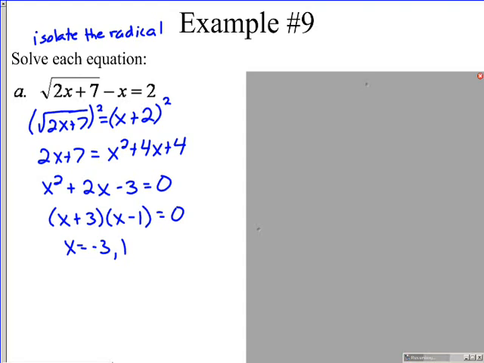So I need to check each of these solutions. If I put negative 3 in here, we get negative 6 plus 7 is 1. Square root of 1 is 1. 1 minus a negative 3 becomes 1 plus 3, which is 4. 4 does not equal 2, so that solution is extraneous. Try the 1. Put 1 in. 2 plus 7 is 9. Square root of 9 is 3. 3 minus 1 does equal 2, so our only solution here is x equals 1.